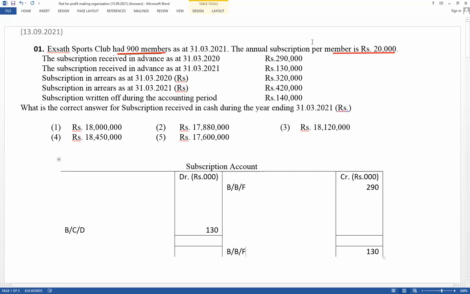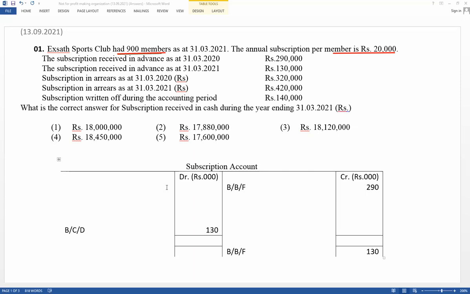Think how to record subscription received in advance as well as subscription in arrears, opening as well as closing balance. Then next one, it has given subscription in arrears. Subscription in arrears mean assets. That is a receivable amount. Given 31st March 20 as well as 31st March 21 value. 31st March 20 mean opening balance. 31st March 21 mean closing balance. Therefore, subscription in arrears, opening balance equal 320.